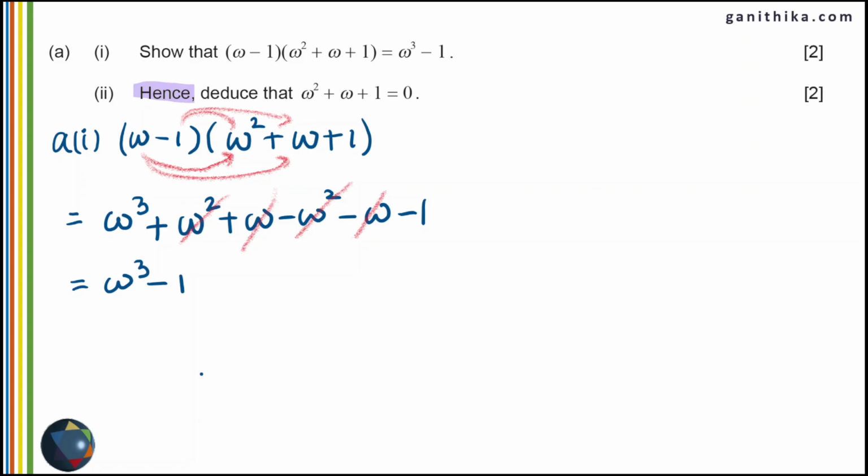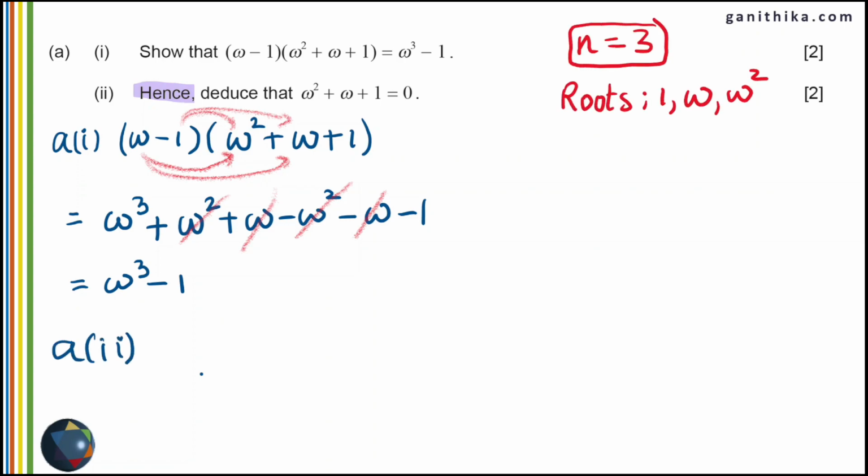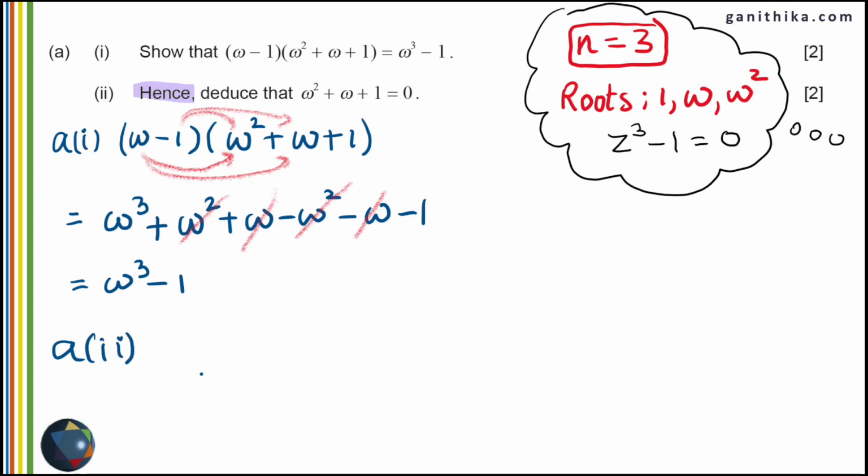And in the previous result, you have (omega minus 1) times the quadratic is equal to omega cube minus 1. So in this question, you should note that n equals 3. Therefore, the roots are 1, omega and omega square for the equation z cube minus 1 equal to 0. This is what you have at the moment for this question.